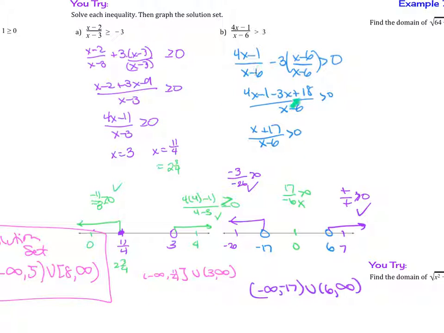For letter B, you would simplify that to (x plus 17) over (x minus 6). And when is that greater than 0? We put spots at negative 17 and 6. It's only greater than, so no closed circles here. We tested 0. 0 is a negative value, that's not greater than 0. I tested negative 20. That is negative over negative, which is positive, so that works. Then I tested 7. That is positive over positive, so that is also greater than 0. So our solution in this case is negative infinity to negative 17, union 6 to infinity.